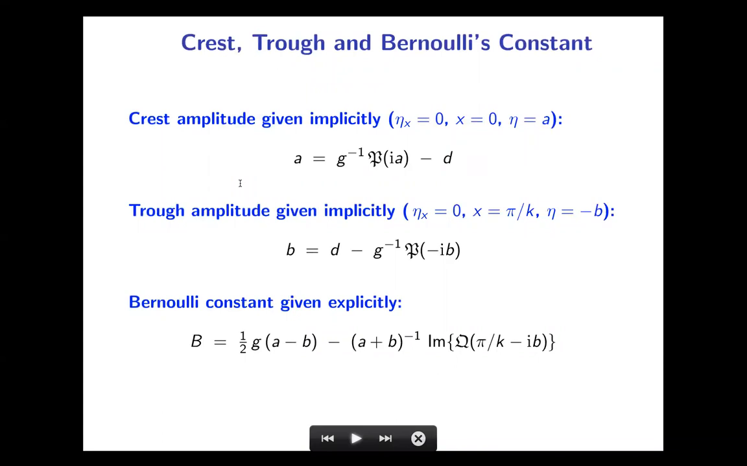Since we don't have any derivative in the system anymore, we can apply the first equation to the trough, which defines the trough directly. And then we have an expression for the Bernoulli constant that is directly related by these two quantities, and we don't have to compute an integral anymore, so it's simpler.